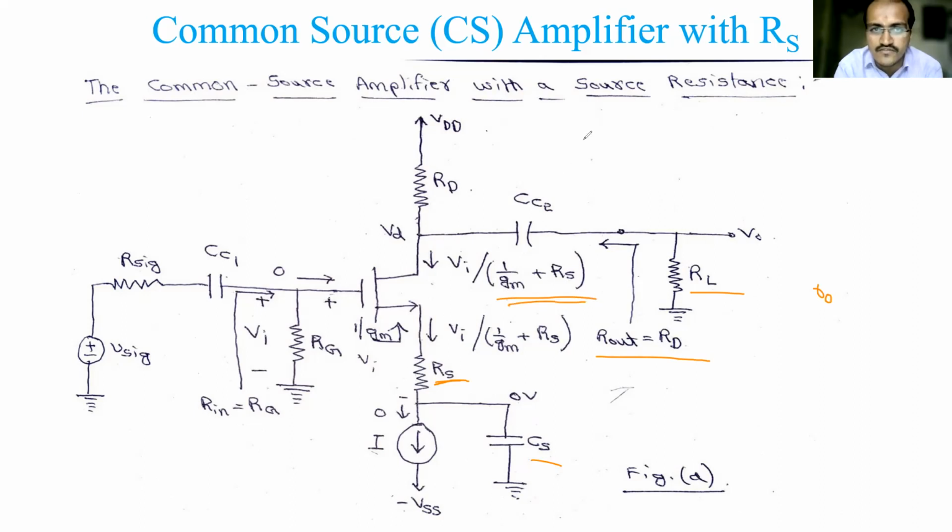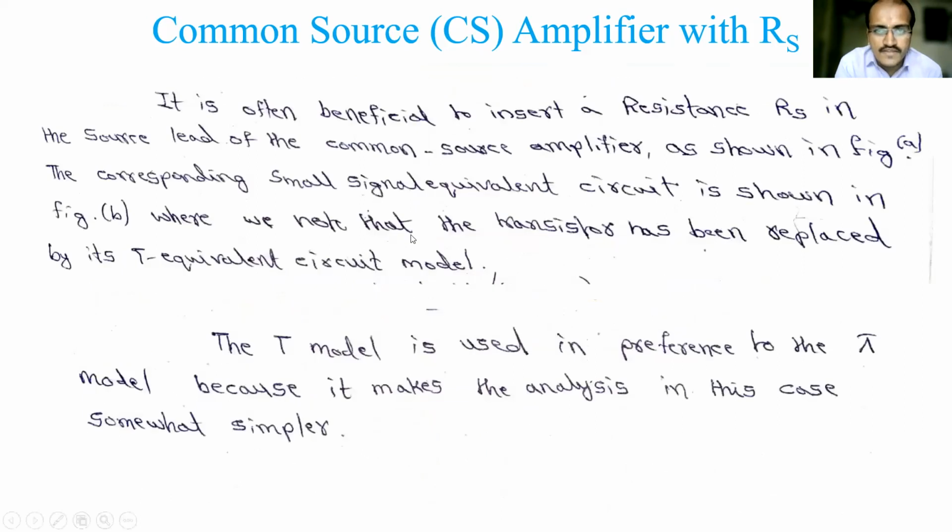This is the figure we will refer to for the common source amplifier with source resistance. It is often beneficial to insert a resistance RS in the source lead of the common source amplifier, as shown in figure A. The corresponding small signal equivalent circuit is shown in figure B, where we note that the transistor has been replaced by its T equivalent circuit model. The T model is used in preference to the pi model because it makes the analysis in this case somewhat simpler. So when we have something on the source side, we'll go for the T model.